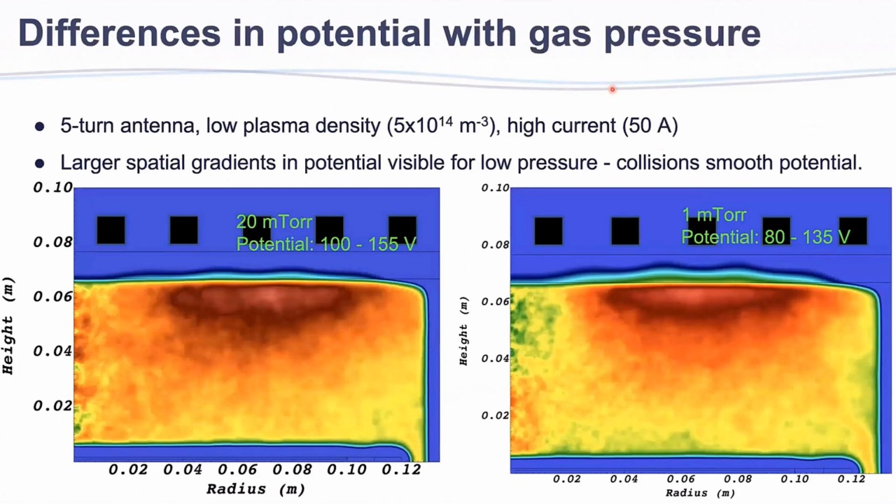Additional work we've done since releasing the example is adding multiple turns to the antenna, and here we're looking at differences in potential with the gas pressure. The previous results I showed were at 100 millitorr, and now I'm showing 20 and 1 millitorr, the electric potential for low electron density and a high antenna current. We see large spatial gradients in the potential for low pressure, and the collisions tend to smooth the potential. So you can see here, there's more of a gradient at lower pressure.